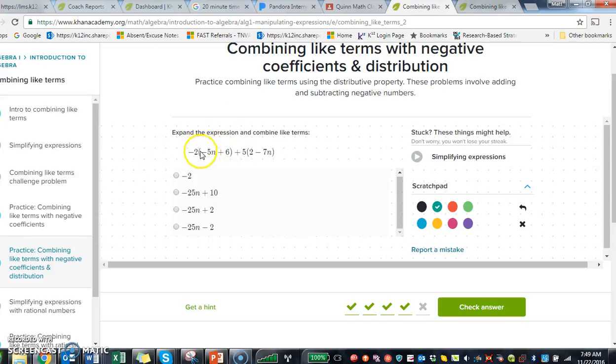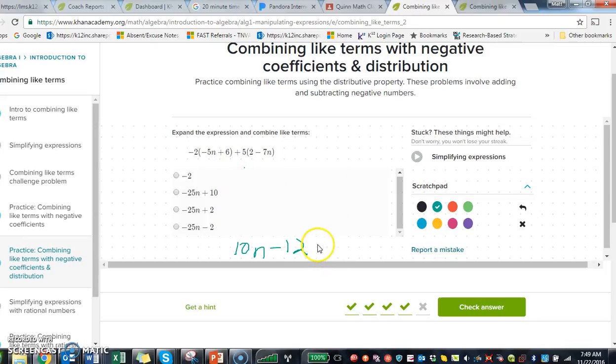Well, I'm distributing the negative 2 to the negative 5n. Negative 2 times negative 5n is positive 10n, because I know when I'm multiplying a negative times a negative, I get a positive. But now, since I'm multiplying a negative times a positive 6, negative 2 times positive 6, that has to be negative 12. Remember, this is the distributive property. We talked about it last week.